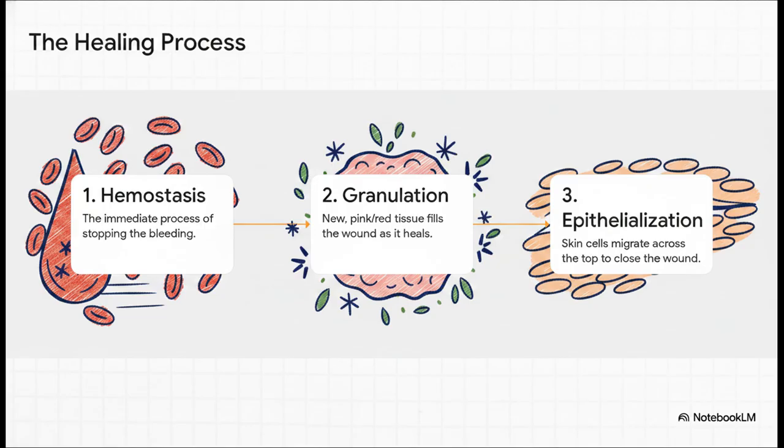And the healing process itself has its own vocabulary. First things first, hemostasis. That just means stopping the bleeding. Then comes granulation. You know that pink, kind of bumpy-looking tissue you see in a healing wound? That is granulation tissue, and it's actually a fantastic sign that the wound is rebuilding. And finally, epithelialization happens, where new skin cells basically march across the surface to seal it all up.